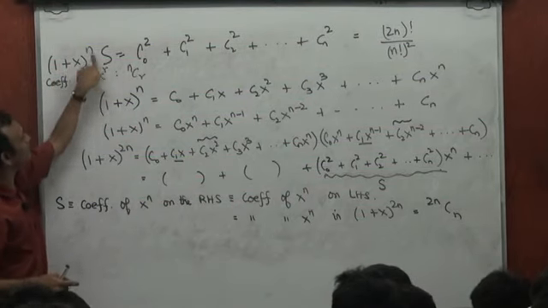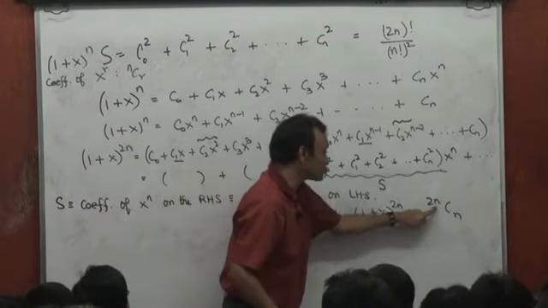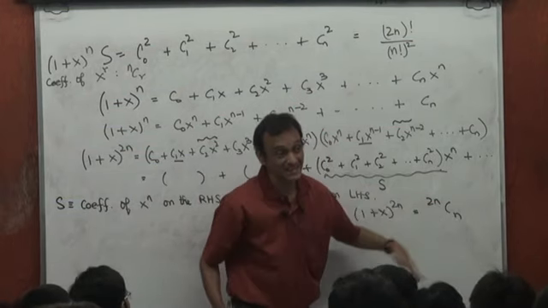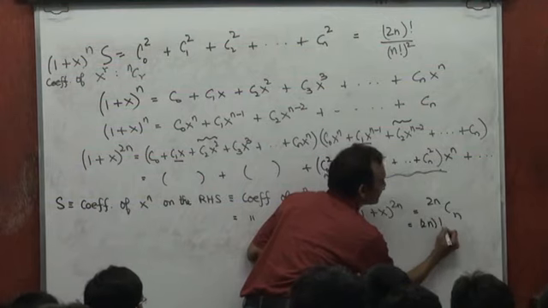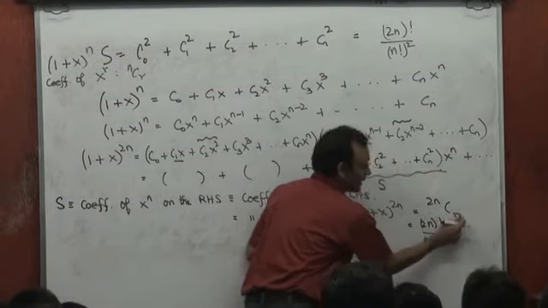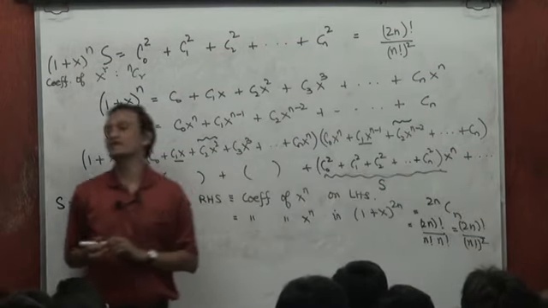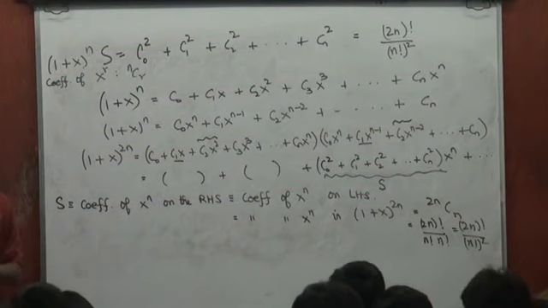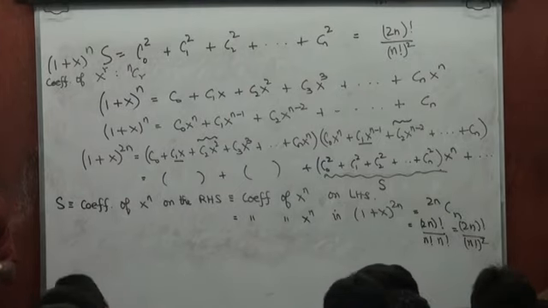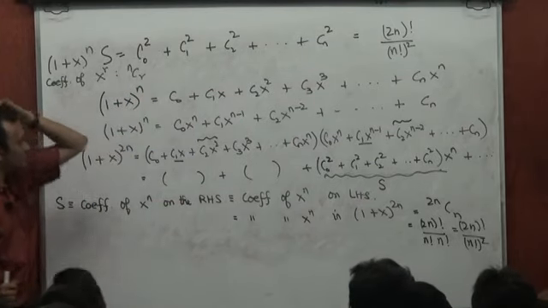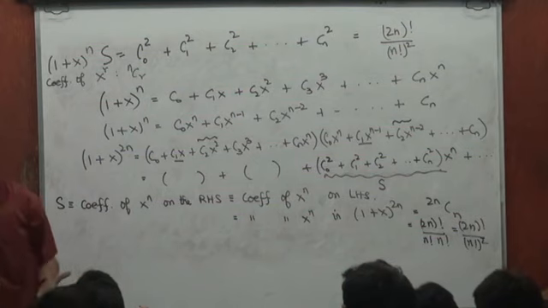But what we are seeking is the coefficient of x^n, that's going to be (2n)Cn. That's S, the sum that we are seeking. Clear? (2n)Cn evidently is (2n)! / ((2n-n)! n!), which is (2n)! / (n!)². That's it. Does it make sense to you or not? So, sometimes to bring such terms, you might want to multiply (1 + x)^n by expanding it in two different ways. Clear?